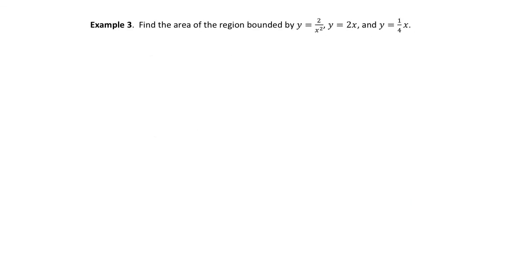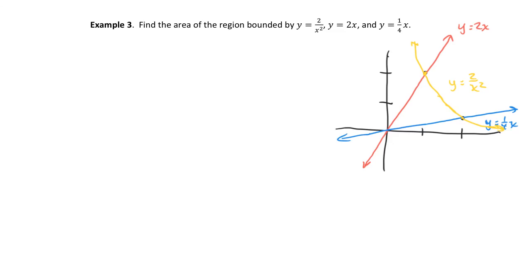For our last example, we're going to do something that's pretty complicated because it's got 3 different functions that will serve as our boundaries. So let me go ahead and draw these 3 functions. Here we have 2 linear functions, y equals 2x and y equals 1/4 x, and this bizarre power function, 2 over x squared, which shrinks quickly as x gets very large.